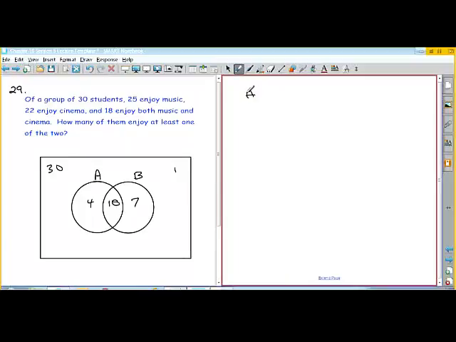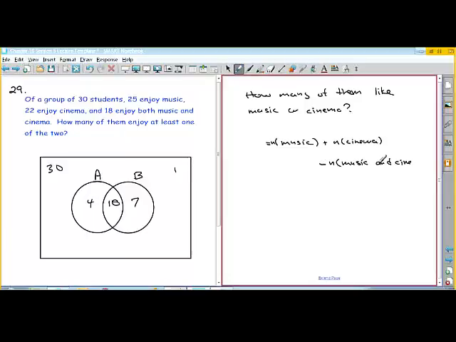So instead of asking how many of them enjoy at least one of the two, you could also ask the question, how many of them like music or cinema? So to answer the or question, you would say, how many like music? I'll put a little n here. The number that like music, the number that like cinema, minus the number that like music and cinema.